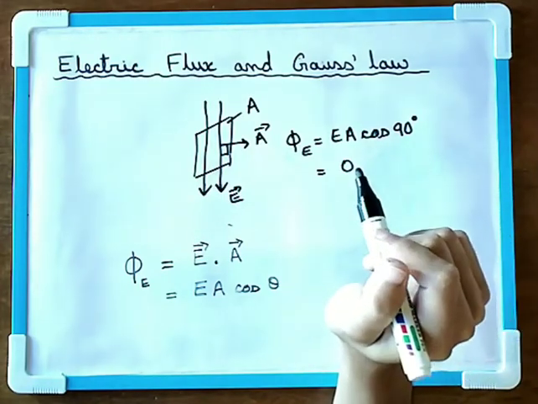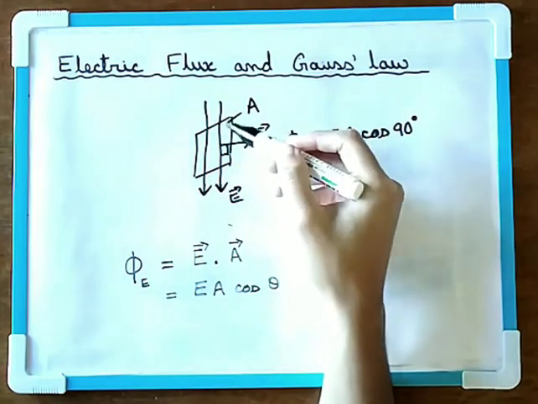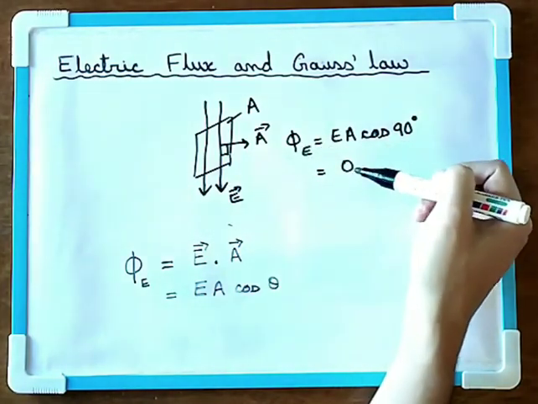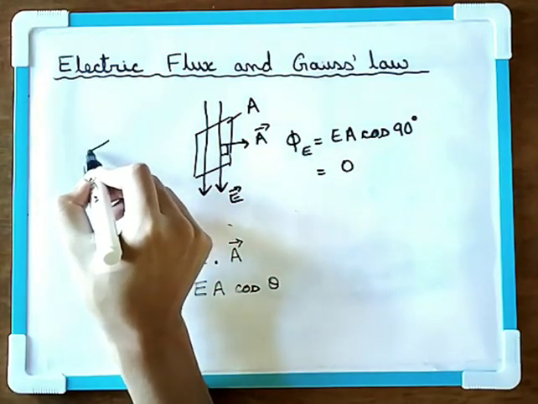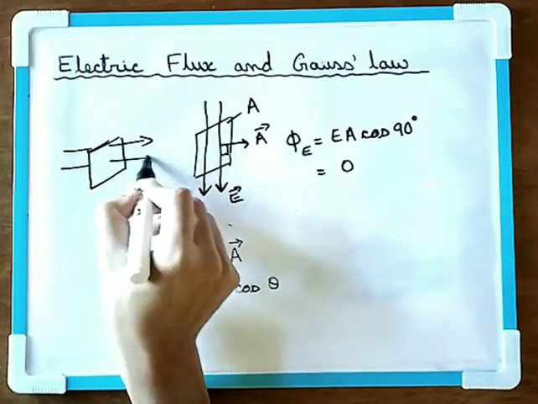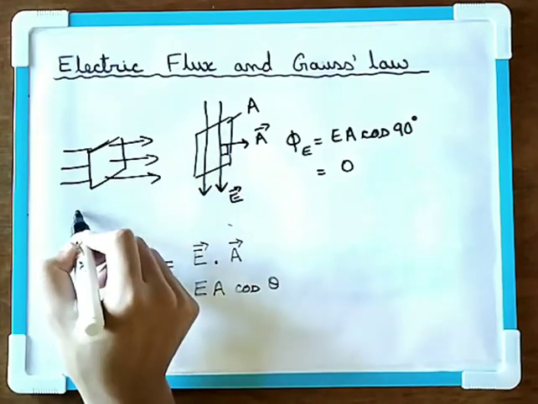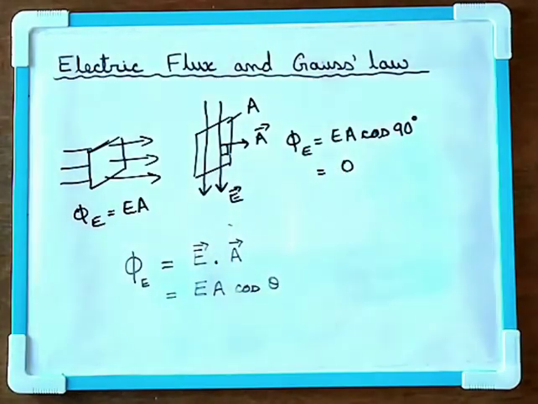You can remember that electric flux represents the total number of electric field lines crossing an area, and in this case you see it's not crossing the area, hence your phi E mathematically will be equal to 0. In the earlier case, we have phi E equal to EA, which is maximum. In the earlier case, we had an area, and the electric field lines were crossing the area normally. So in that case, your phi E would be equal to EA, which is maximum, and here it's 0, which is minimum.